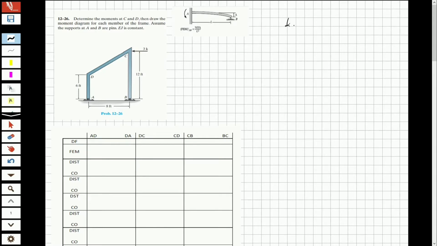For stiffness factor DA, it ends with a pin, so I'm going to use the modified formula 3EI over 6, which is 0.5 EI. Stiffness factor for DC, 4EI over the length. What is the length? The length is here, we are going to find it. This is 6, this is 8 feet. Okay, this is also 6 feet. 6 and 8, this is going to be 10 feet from geometry, you know it.